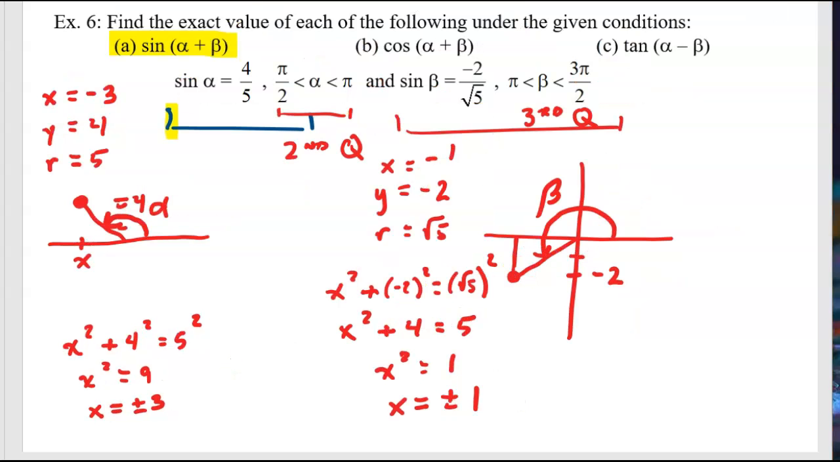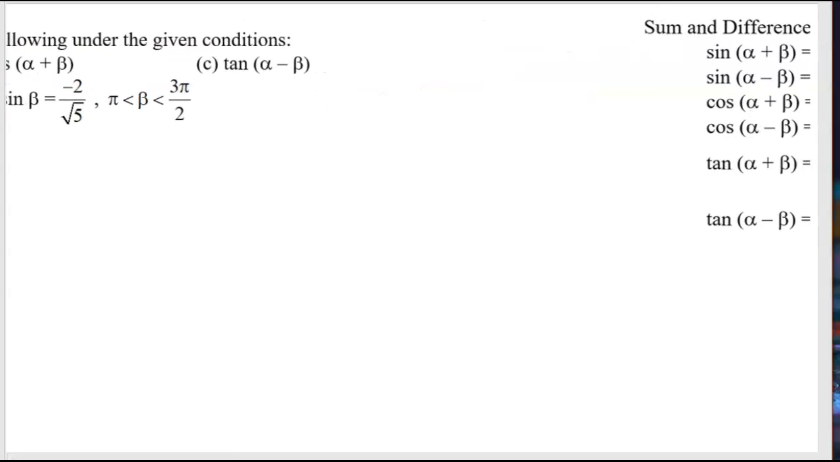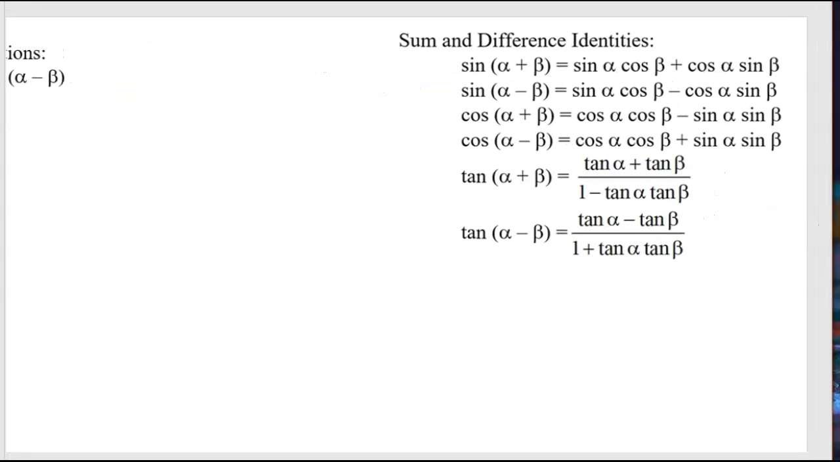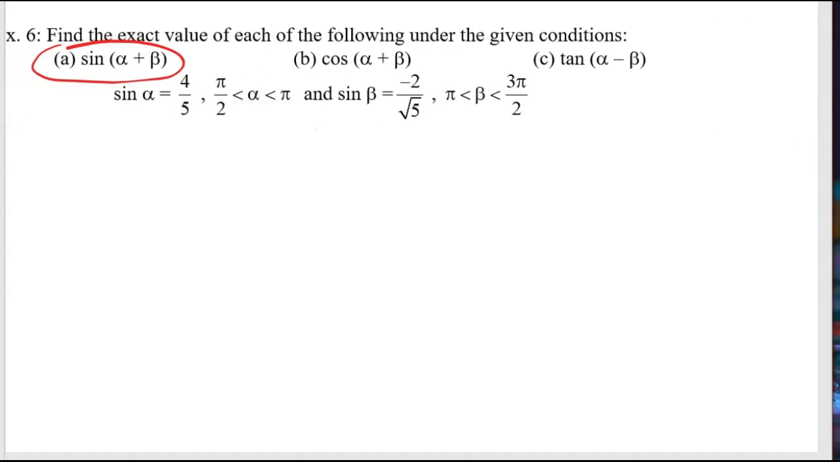All right, so now we've done all the hard work. Now we can do parts A, B, and C quickly using those formulas. Okay, so let's go into part A now that we have all the pieces. Now, sine of alpha plus beta, let's look at the formula. Sine of alpha plus beta is sine cosine, cosine sine with a sum.